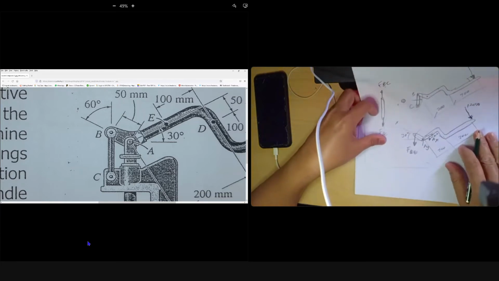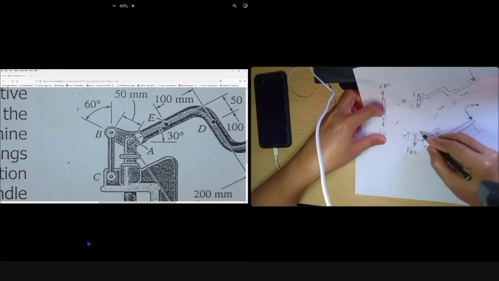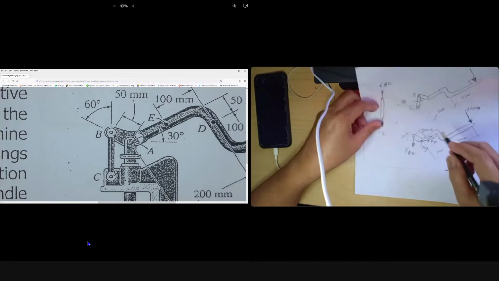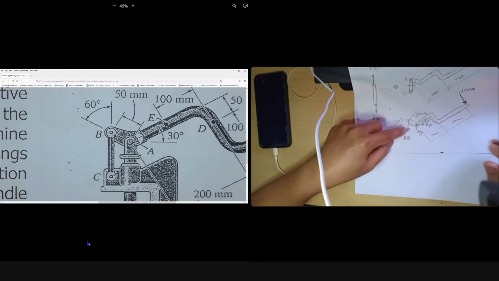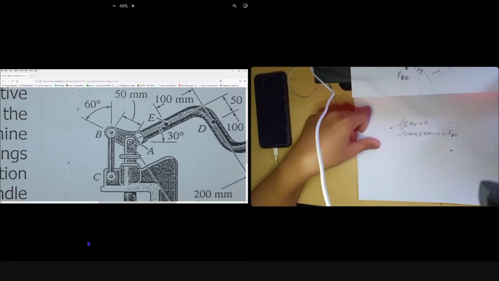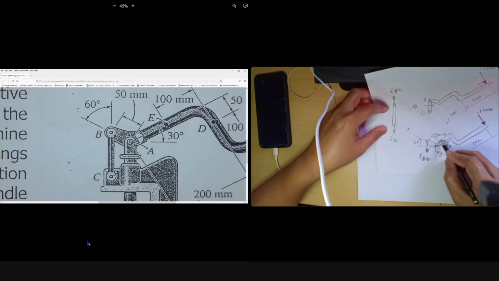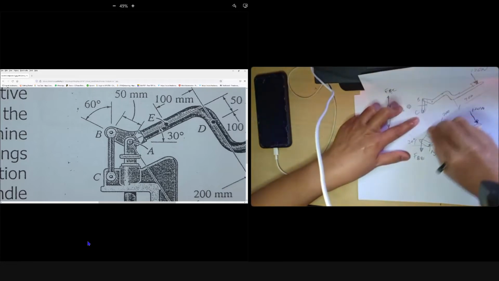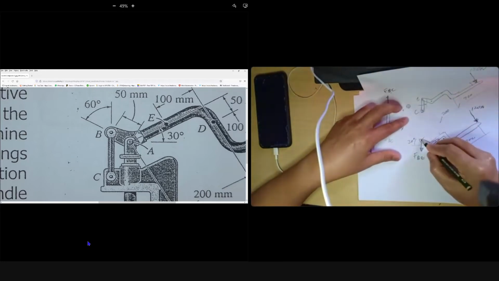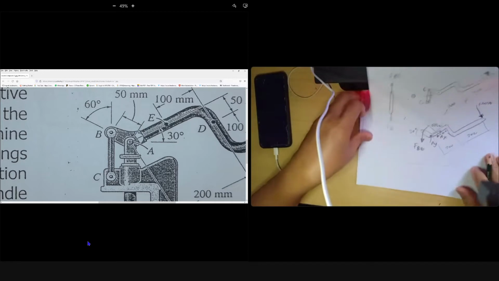Guys, are you with me or not? What is the distance? This is 30 degrees, and the distance here is given 50 millimeter. How do you get FBC at A? Moment at A. FBC times 50, or FBC times 50 with sin or cos? This is 50 millimeter. 30 degree from here. Class. Hello class. Are you listening to what I am saying? 30 degree. FBC times what?